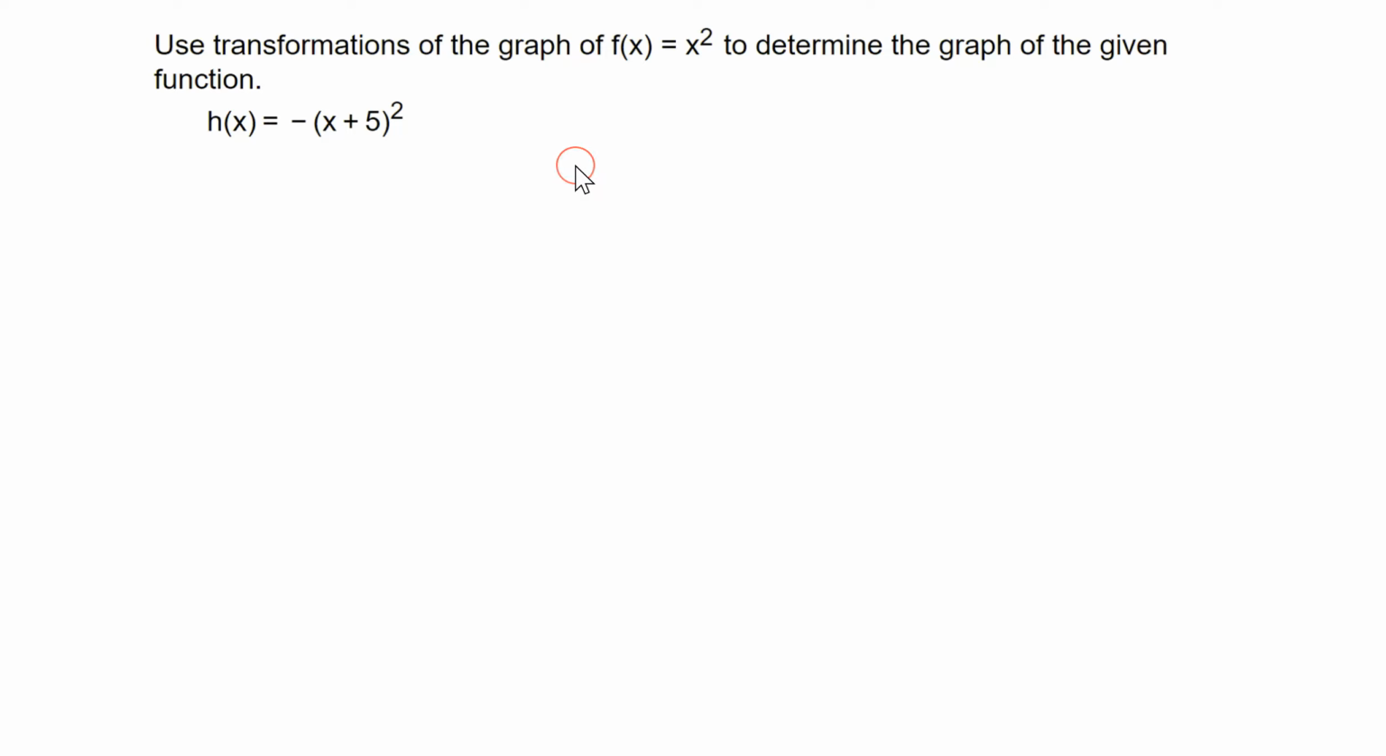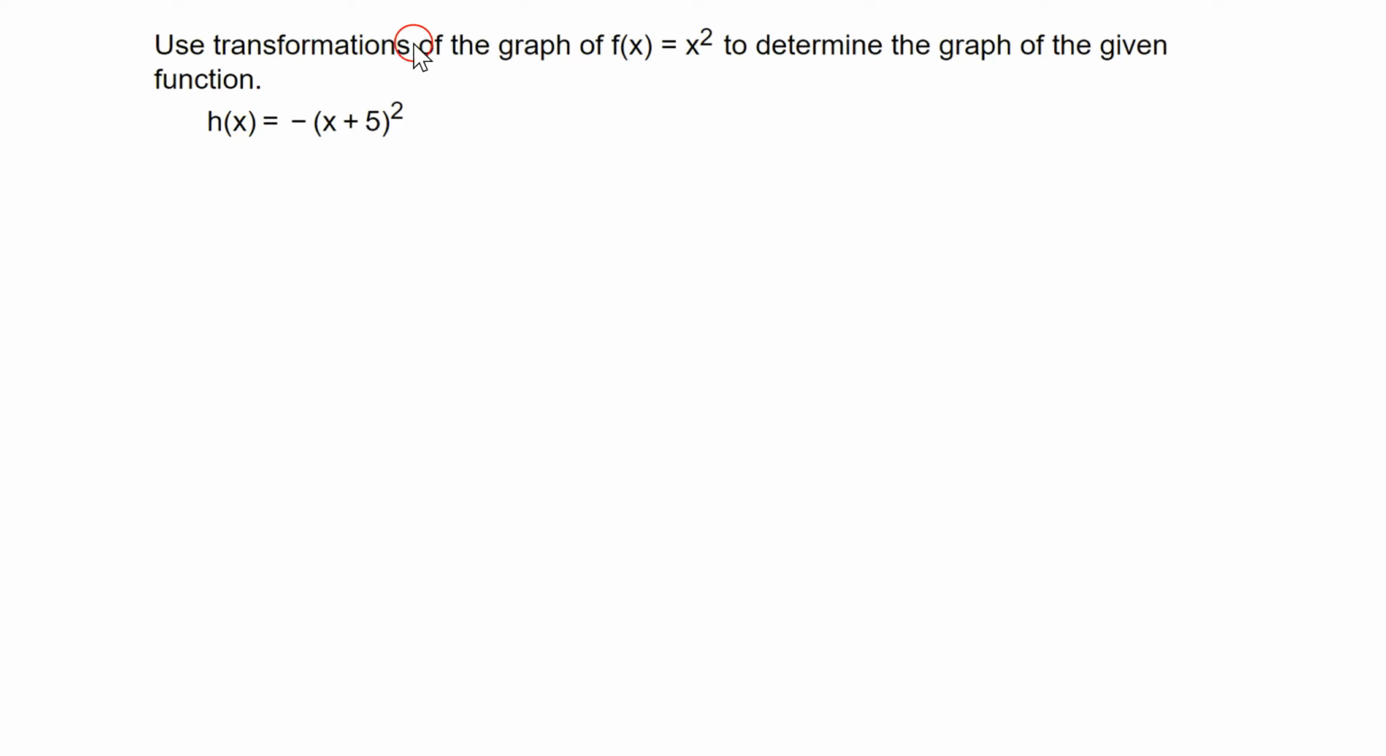I've rewritten a problem here. And the first thing we need to do is list the transformations we need to apply to the graph of f of x equals x squared to obtain the graph of h of x.